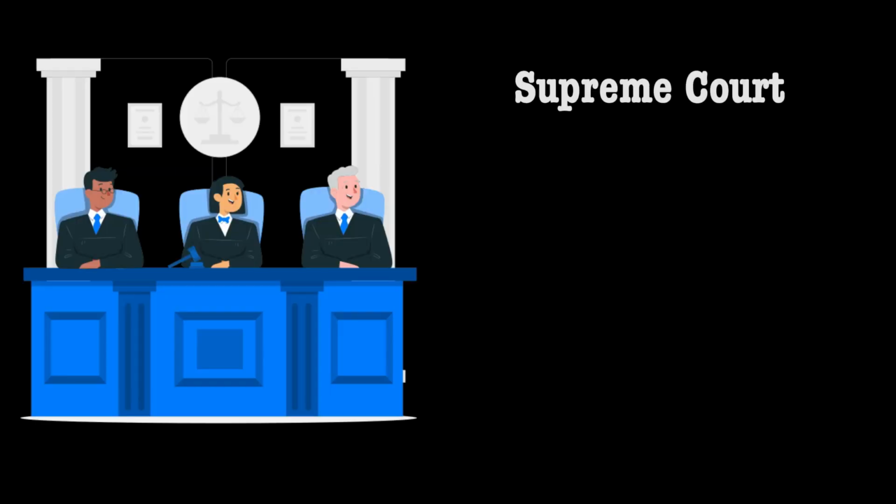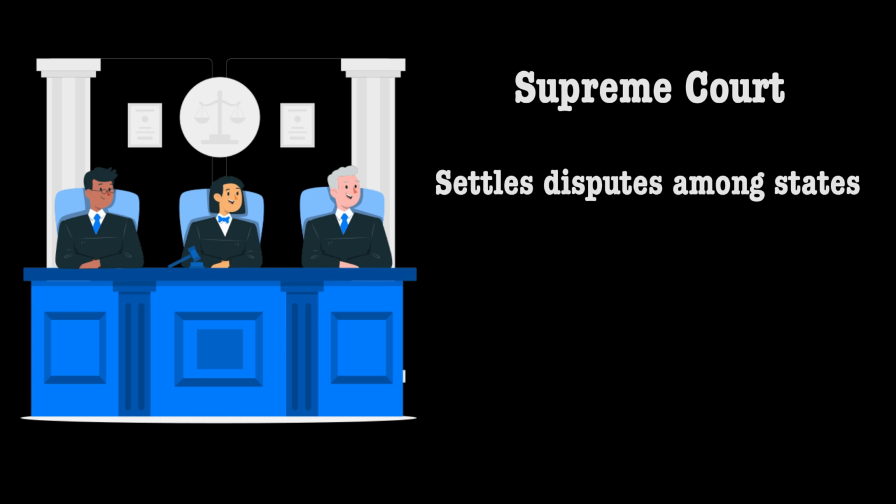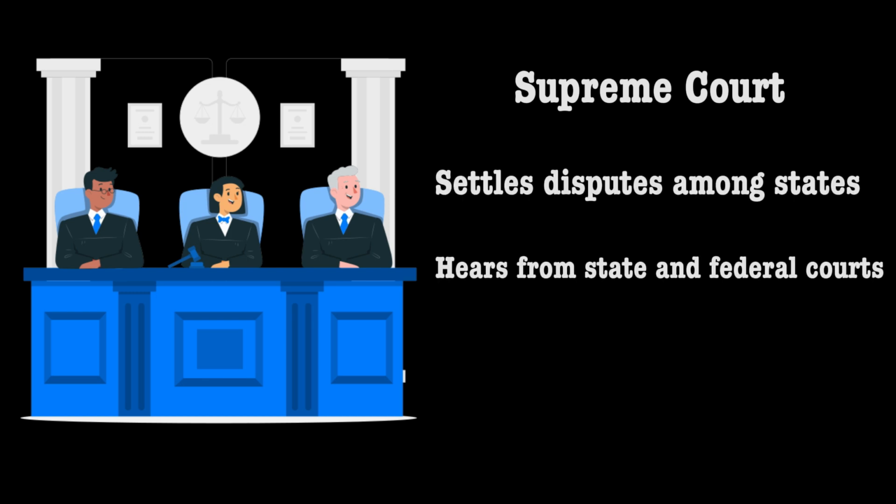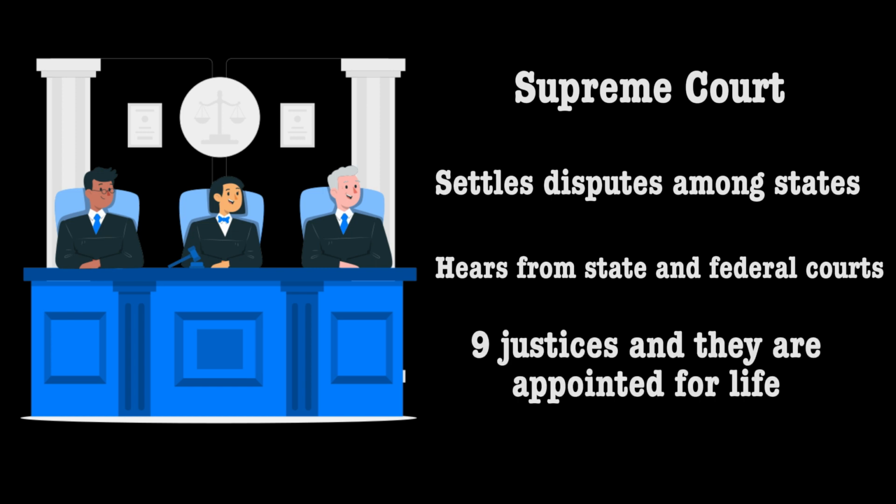The highest court is the Supreme Court, which settles disputes among states, hears appeals from state and federal courts, and determines if federal laws are constitutional. There are 9 justices in the Supreme Court. Supreme Court justices are appointed for life, unless they are impeached.